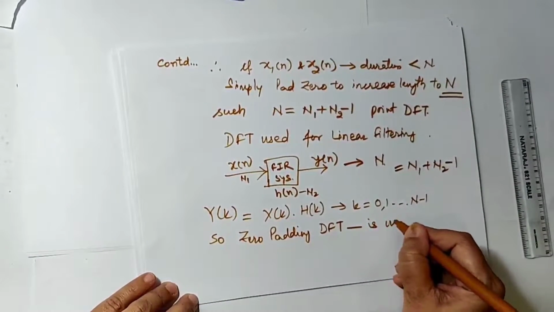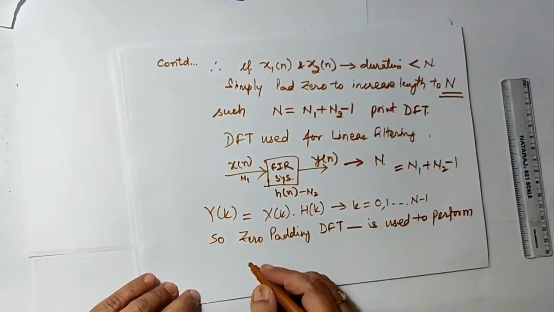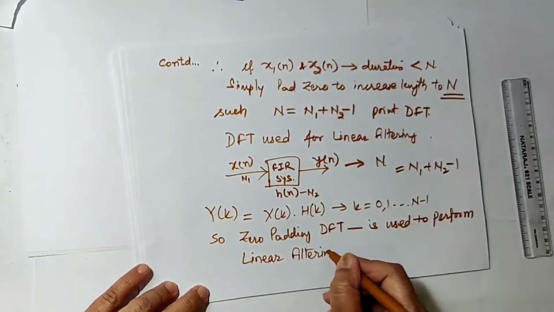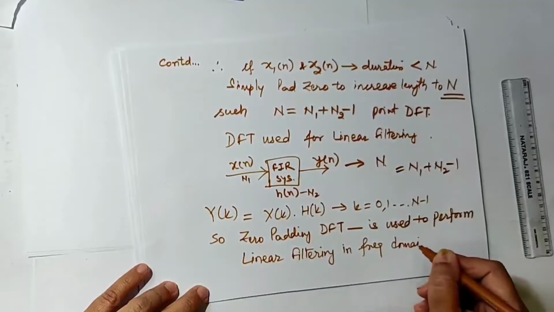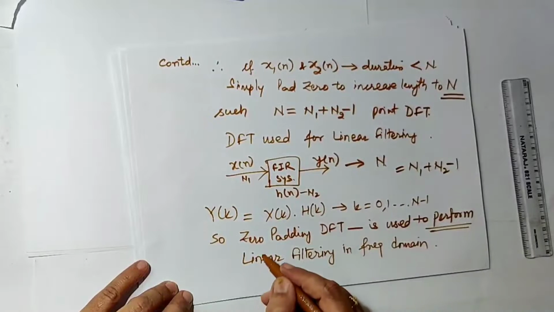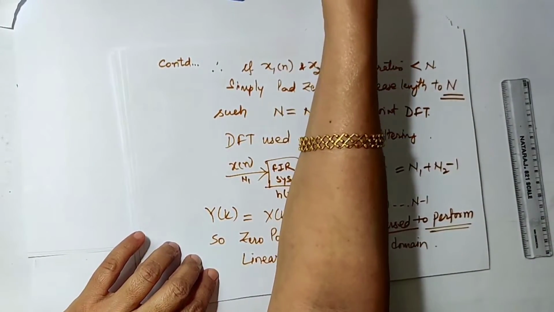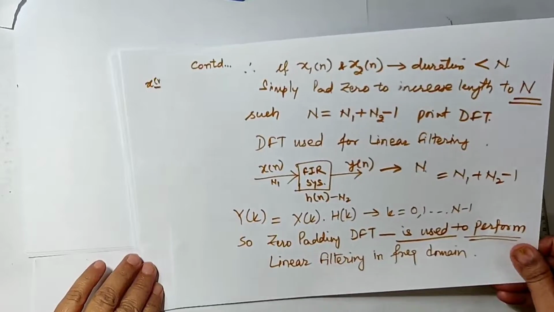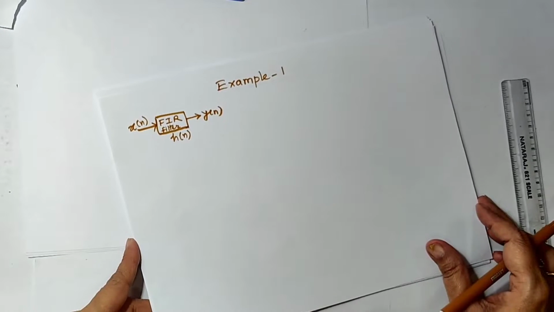DFT is used to perform linear filtering in the frequency domain. Other than this, there are so many methods for using this. So let us discuss examples 1 and 2 for equal length and unequal length.